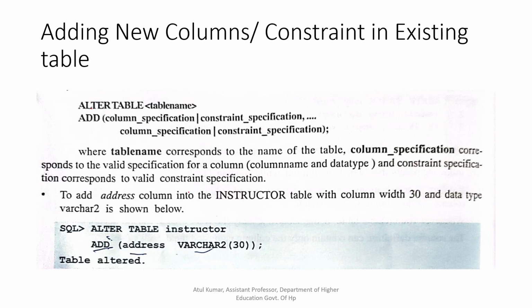So how to add new columns or constraints in an existing table? This is the syntax. We have to use the alter table command, alter table, then the table name, and if we want to add a new column, we use add, and then we name the column specification or constraint specification.